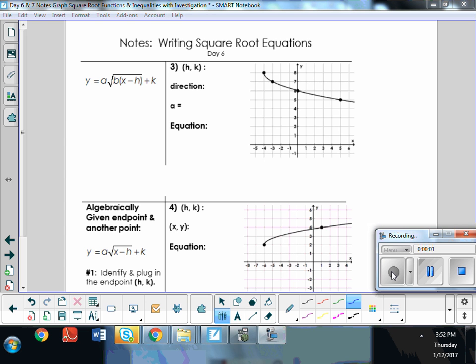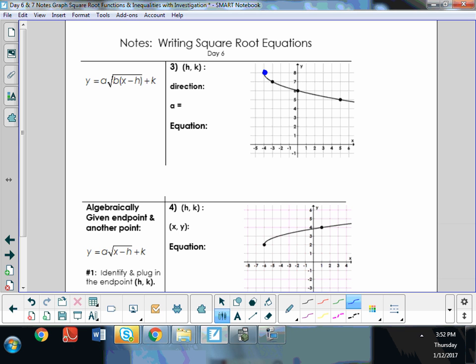Let's do example number 3. Sometimes they give you a graph, and you have to figure out what the equation is from the graph. So what you need is the endpoint, or your h and k. So the endpoint for this graph is negative 4, 8. I also need to know which direction it opens. Normally, we would put an arrow on the graph for you.